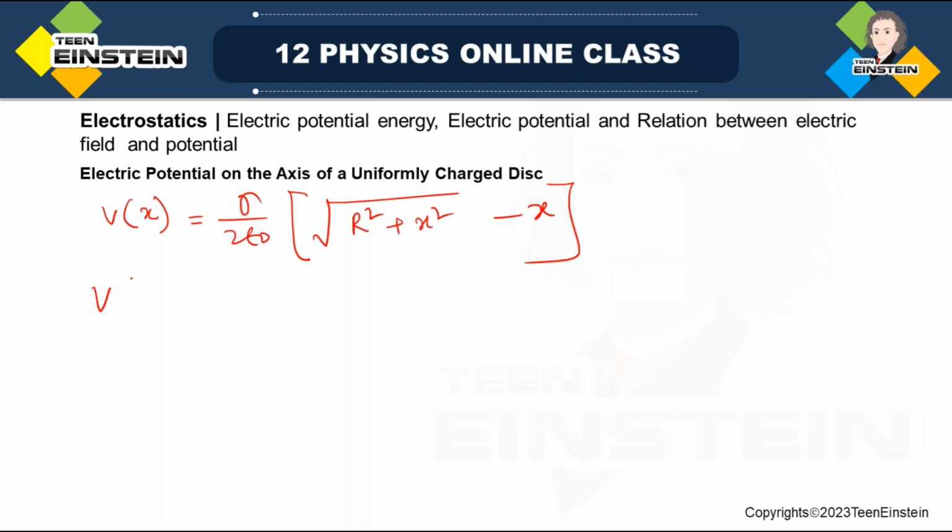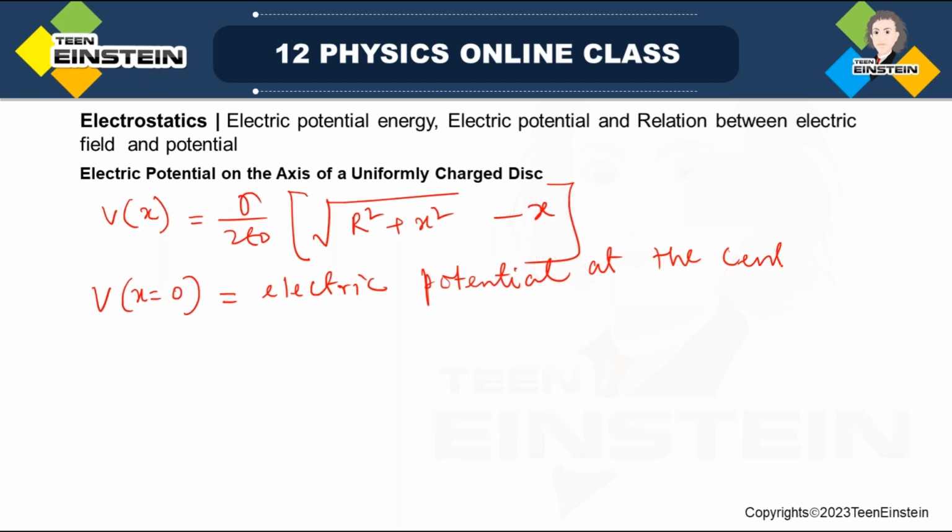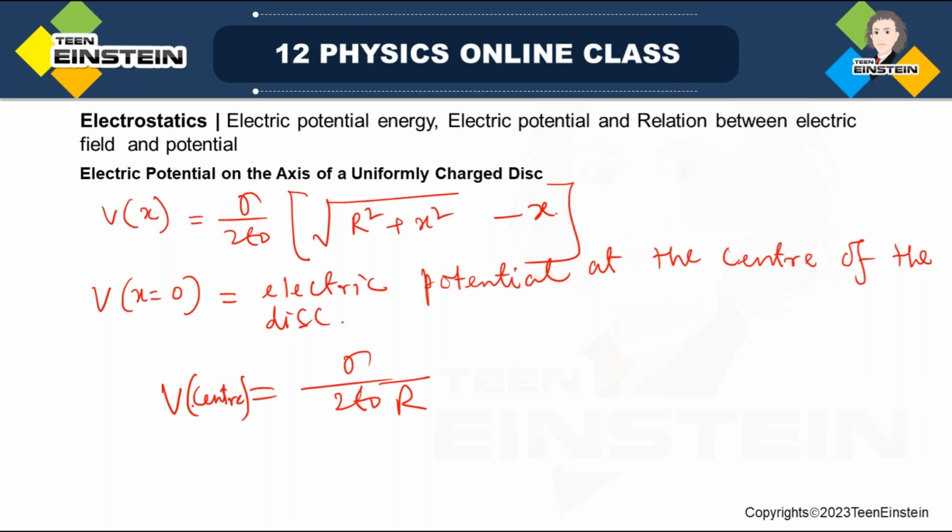Suppose x is equal to 0. This means electric potential at the center of the disk. So what will be that? That will be sigma by 2 epsilon 0, and x is 0 means this is also 0, this is also 0. So this is the maximum value at the center of the disk.